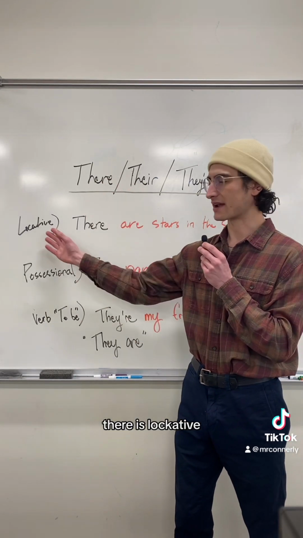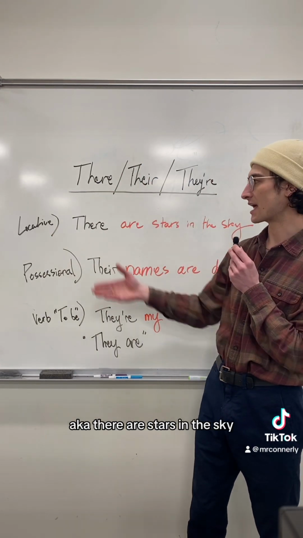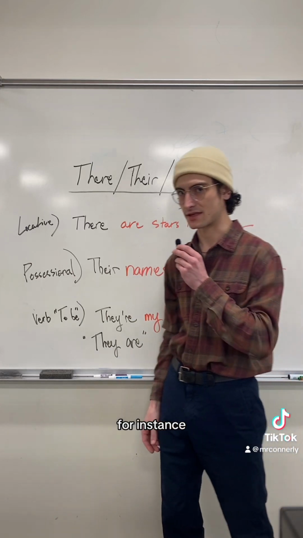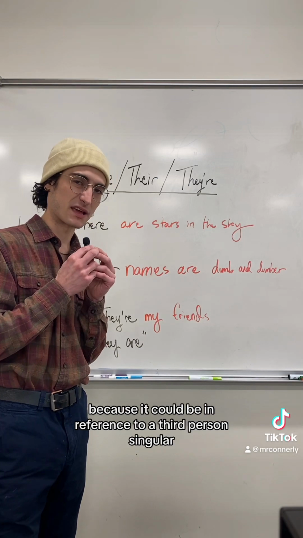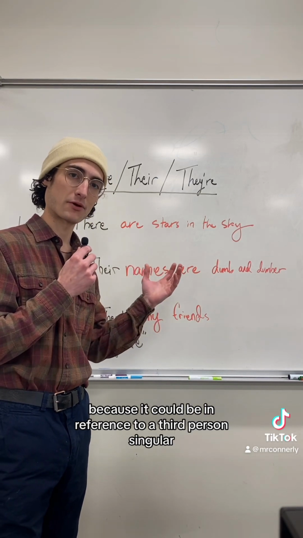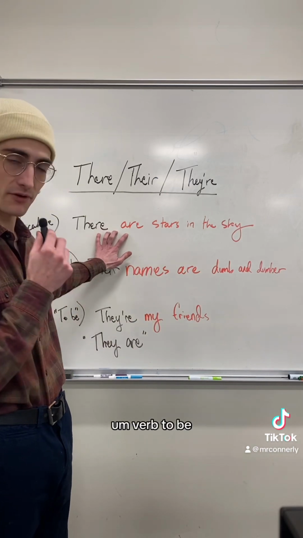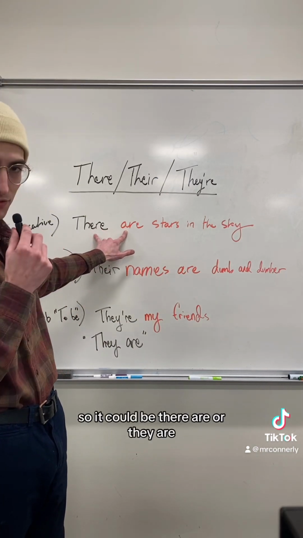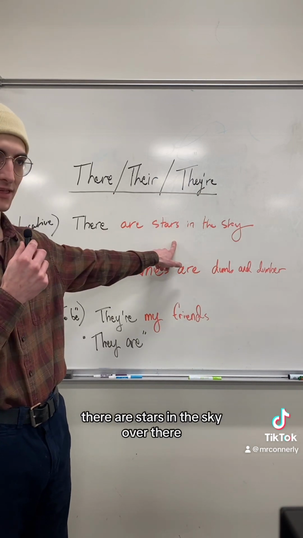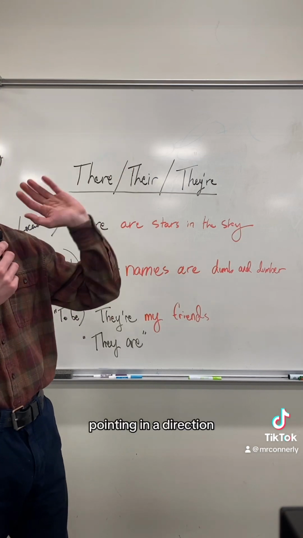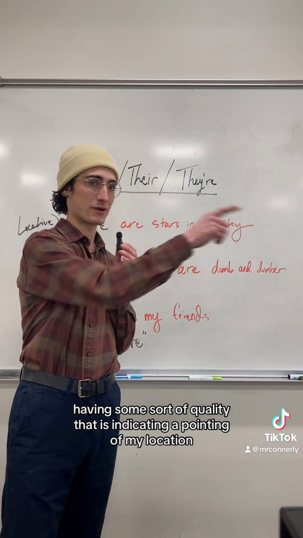There is locative. It explains location. There, over there, aka there are stars in the sky, for instance. A lot of the time it could be they are, as well, because it could be in reference to a third person plural present indicative verb to be. So it could be there are or they are, but in this case it's more location based, right? There are stars in the sky. Over there, pointing in a direction, having some sort of quality that is indicating a pointing of.